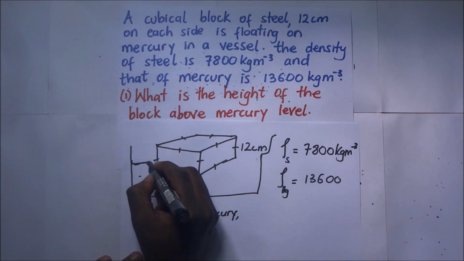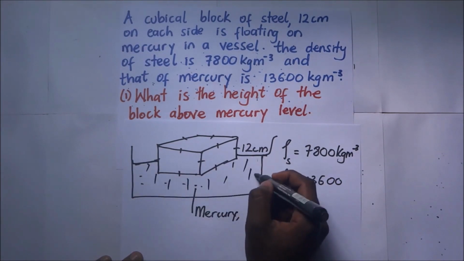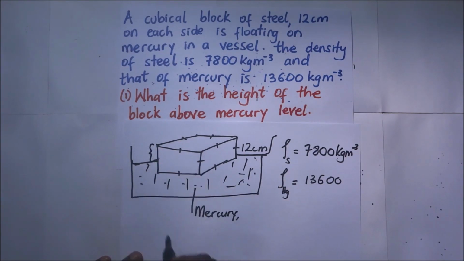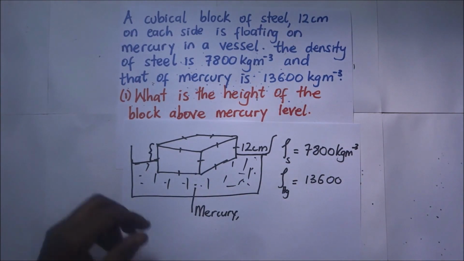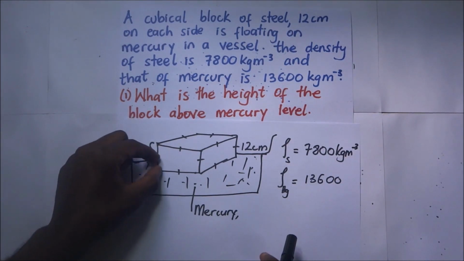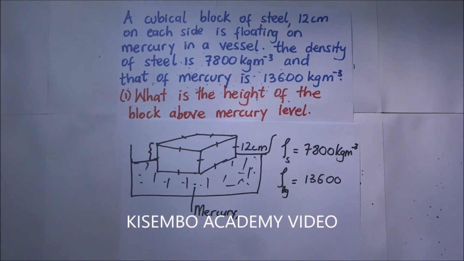What is the height of the block above the mercury? So let's say this is where the mercury cuts. All this is mercury. The question requires us to find the height of the block above the mercury level. Of course, for us to be able to find the height of the block above the mercury level, we need to know the height of the block that is embedded within the mercury level.